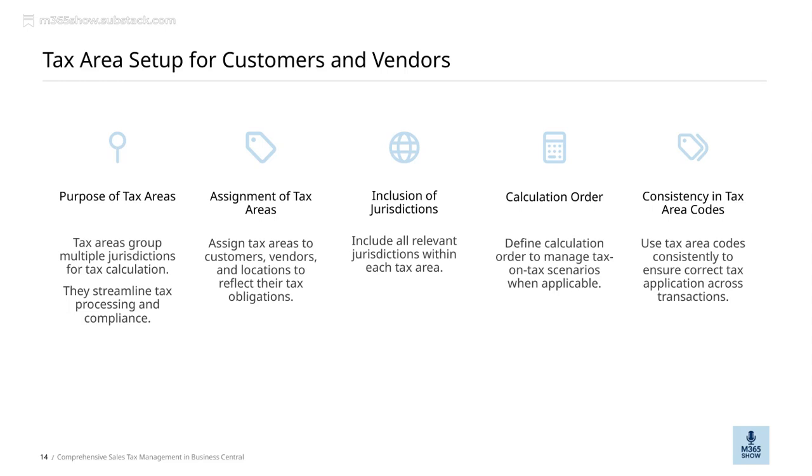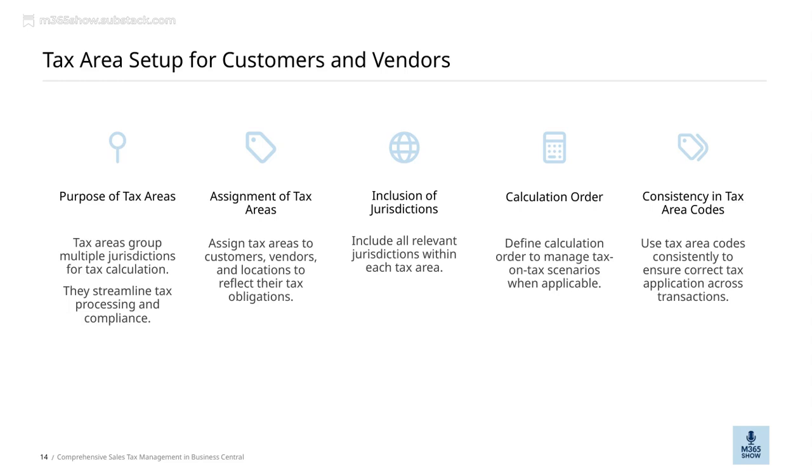Next, we need to define the calculation order within each tax area. This is particularly important when dealing with tax-on-tax scenarios, where one tax might be applied on top of another. Setting a clear order helps us manage these situations accurately. We also want to make sure that each tax area includes all relevant jurisdictions. This way, we cover all the locations where our business operates, ensuring compliance in every area.